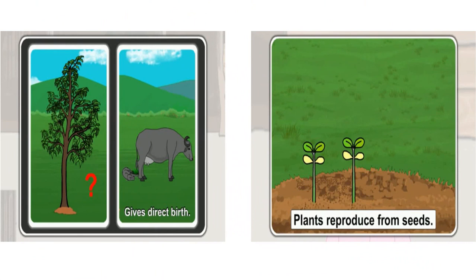And some plants reproduce through stems. See one example in your book. It is potato. Potato reproduces from its stem. Sometimes we cut a rose plant stem and we plant it. It grows into a new plant. There also the stem helps in reproduction. And children, there is a special type of plant called fungus.